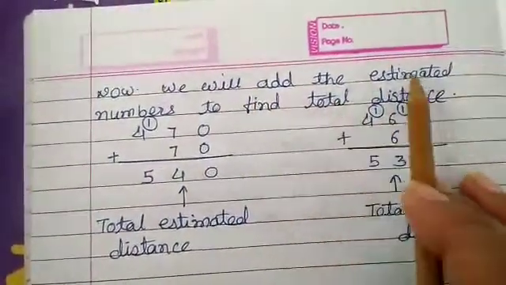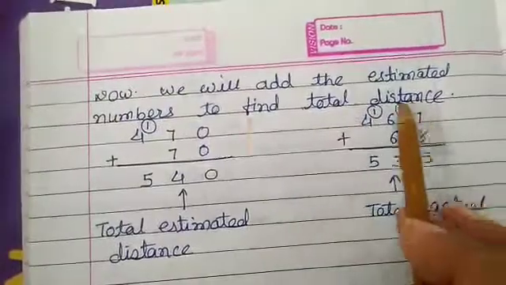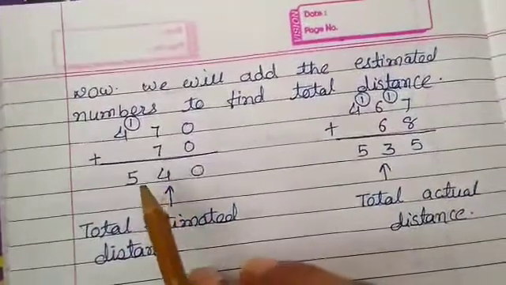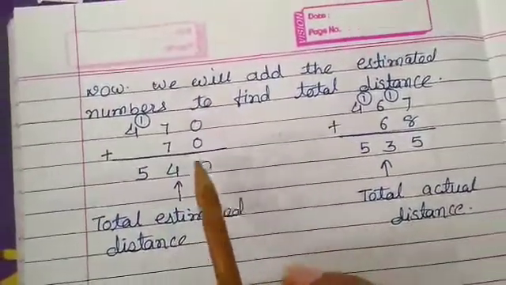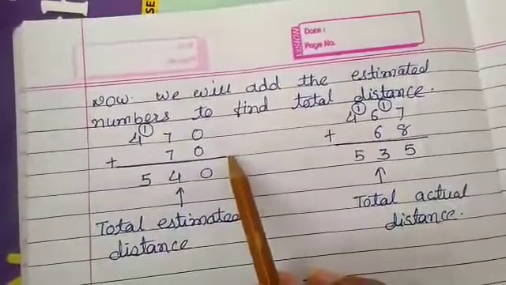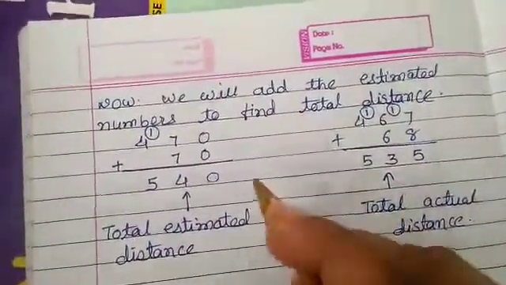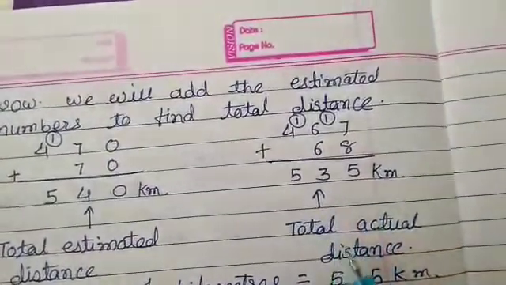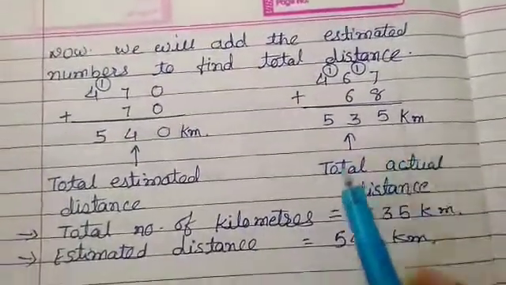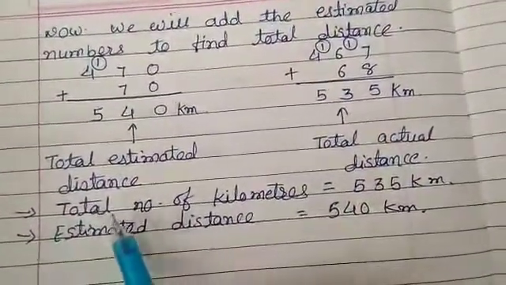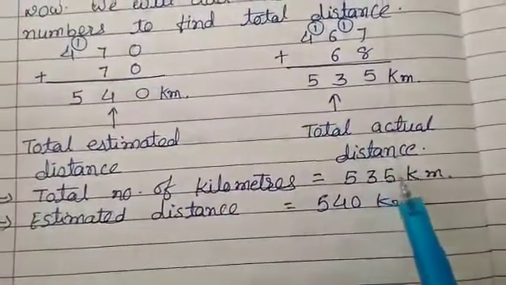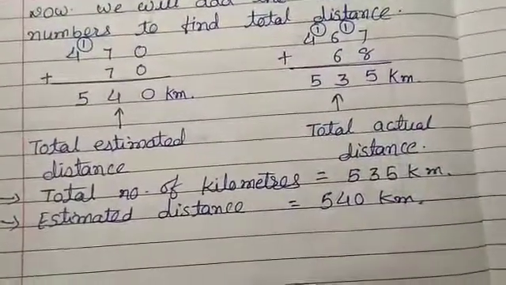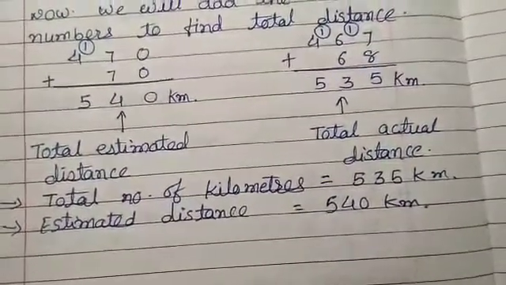Now we will add the estimated numbers to find the total distance. 470 plus 70, simple addition, we have found the answer 540. This is called total estimated distance, 540 kilometers, and actual distance is equal to 535 kilometers. So the final statement will be: total number of kilometers is equal to 535 and estimated distance or kilometers is equal to 540. I hope this part is clear to you. Thank you and have a nice day.